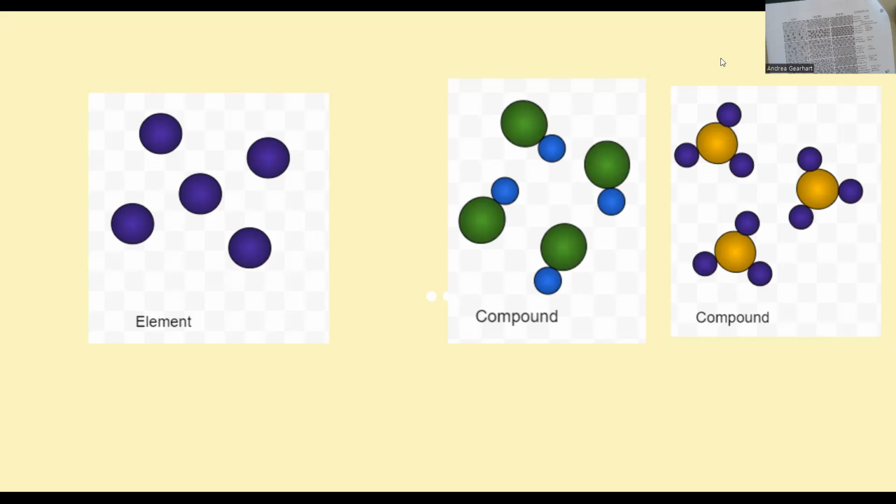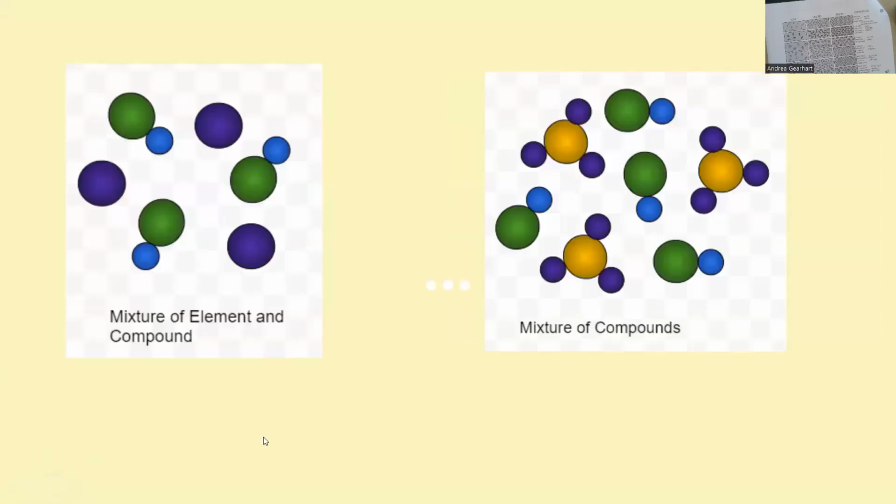All right, so those are definitely elements and compounds, but we know we can have mixtures. And so on the left, there's element with compound, and then on the right, compound with compound.